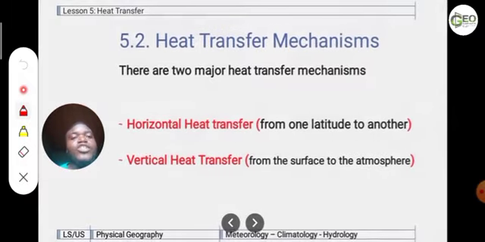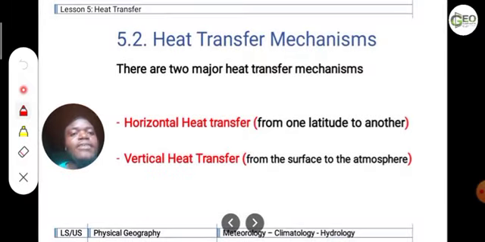Away from our definitions, let's now talk about heat transfer mechanisms. In the world, there are two major heat transfer mechanisms. These are the horizontal heat transfer and the vertical heat transfer mechanisms. The horizontal heat transfer simply refers to the latitudinal distribution of heat over the Earth's surface. That's from the equator to the tropics, from the tropics to the polar regions, and vice versa. Meanwhile, the vertical heat transfer refers to the movement of heat between the atmosphere and the Earth's surface.